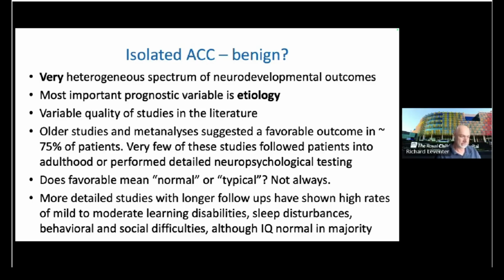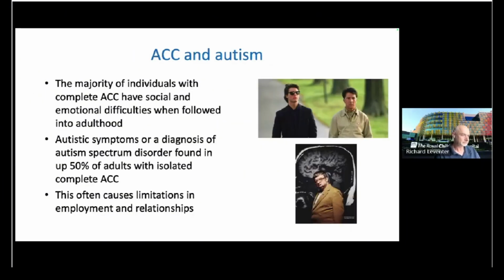Does favourable mean normal or typical? Not always. More detailed studies with longer follow-ups and good neuropsychology testing have actually shown high rates of mild to moderate learning problems, sleep disturbances, behavioural and social difficulties, even though in the majority of patients the IQ is normal and the developmental milestones are normal.